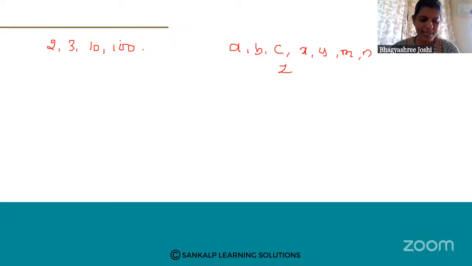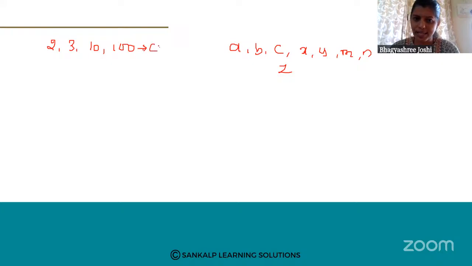Now on the screen, I'm going to write some examples. Observe carefully. See, 2, 3, 10, 100. Next, A, B, C, X, Y, M, N, Z. So 2, 3, 10, 100, these all are called what? Yes, my dear students, these all are called constant terms.